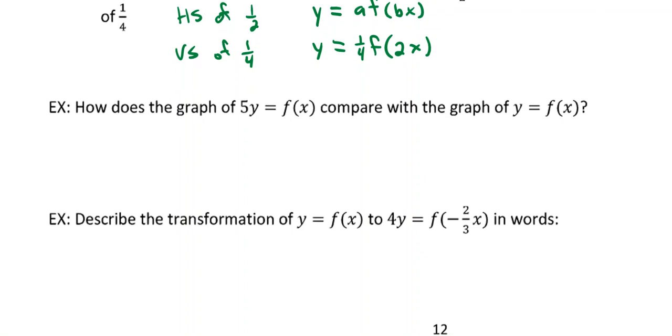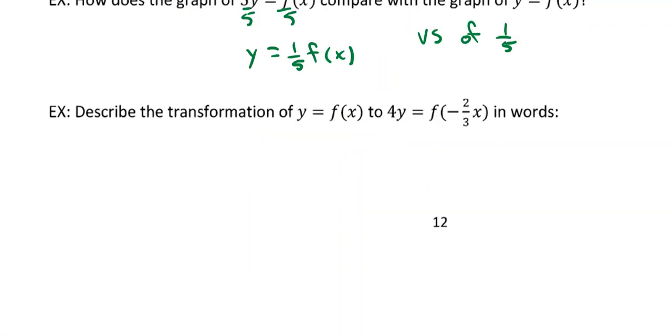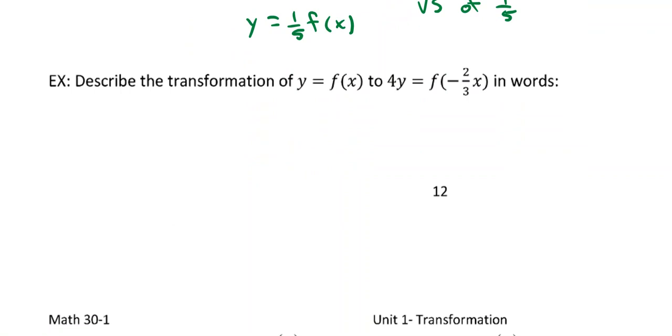How does the graph of 5y equals f of x compare with the graph of y is equal to f of x? Just what you were saying there, that's your a value in this case. If we divide both sides by 5, then we can say y is equal to 1 over 5 f of x. So that just means that there's been a vertical stretch of a fifth about the x-axis.